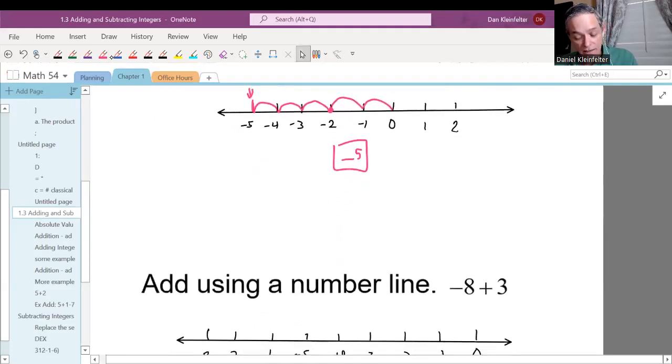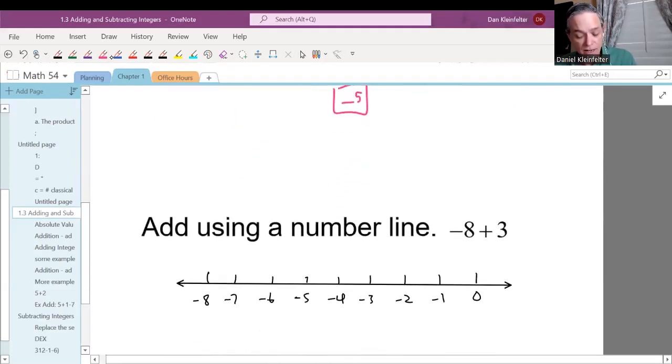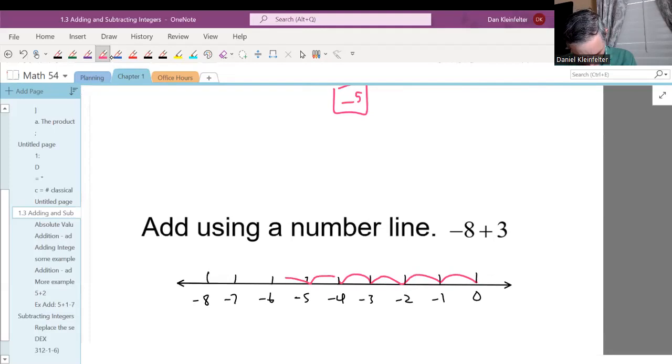If we wanted to add -8 and 3, again, we could start at 0, and we would need to put on enough for -8. Some people don't like to draw in all the hops. That's okay too. You could just start at -8. Now, to represent the addition of +3, we would have to go back towards 0 for this. So we'll be going to the right, and that would leave us at -5. So the answer on this one would be -5.